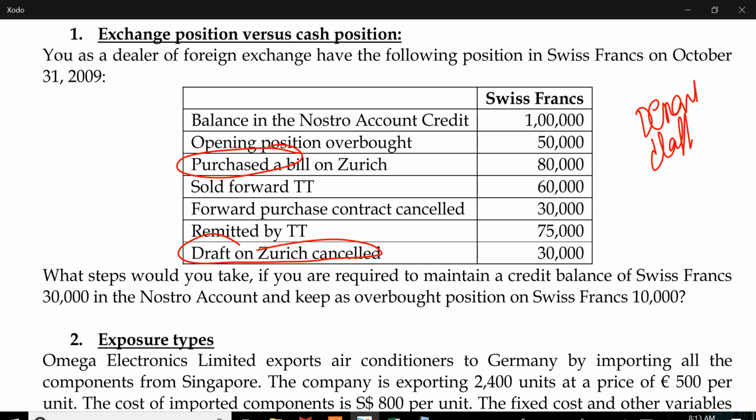Purchased the bill on juries. Very clear, it's a purchase transaction. So I write it in the purchase side. Sold forward. Sold forward means sale transaction. You write it in the sale side. Any doubts till now? Purchase, sale.